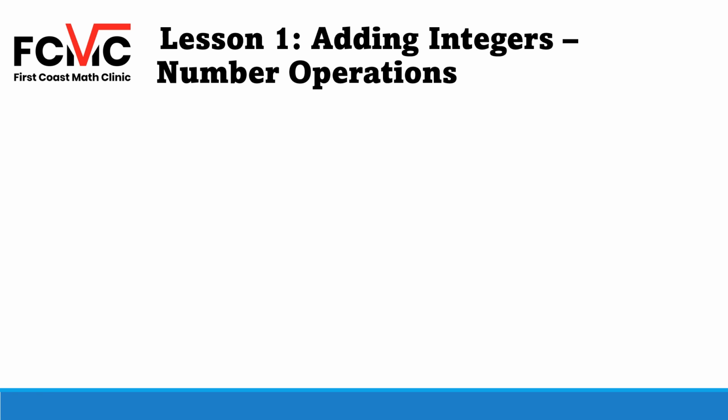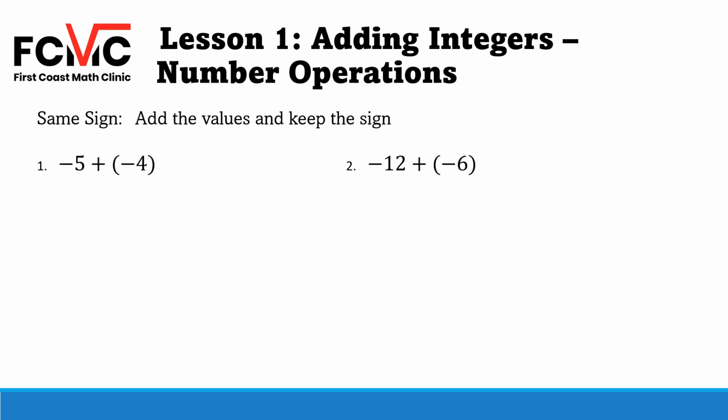Okay, so when we're adding integers, there's basically two types of examples that we can work with. The first type of example is if our numbers have the same sign. So if we have the same sign, our rule is we're going to add our values and keep the sign, okay? So what do those look like? They're going to look something like this: -5 plus -4, or -12 plus -6.